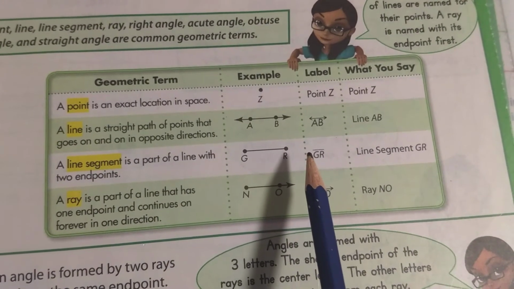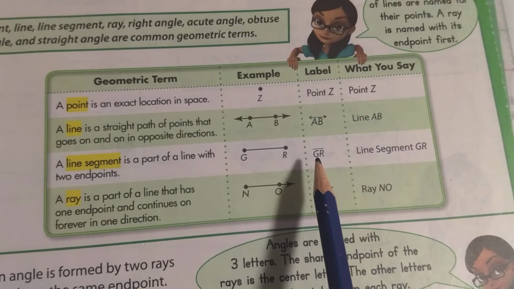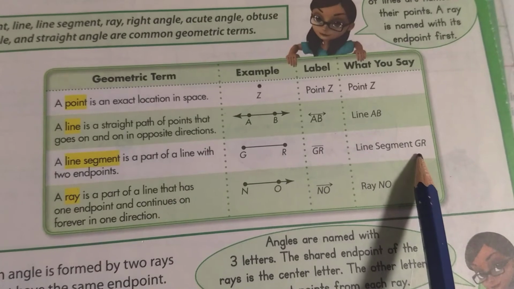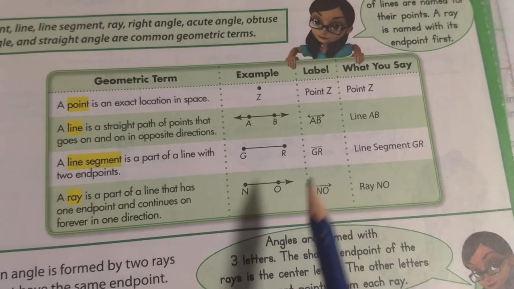So when I write it, to label it, it's GR, right? I'm labeling it GR. Line segment, what? That's how I would say it, GR.